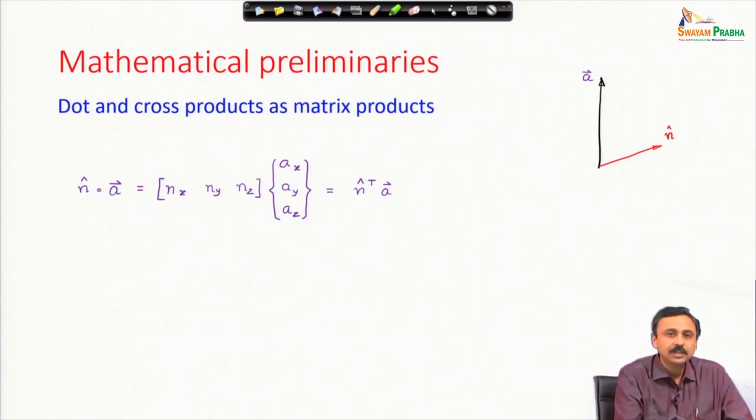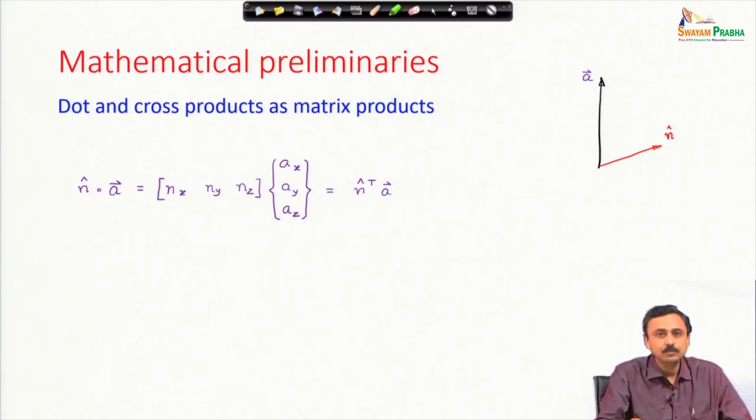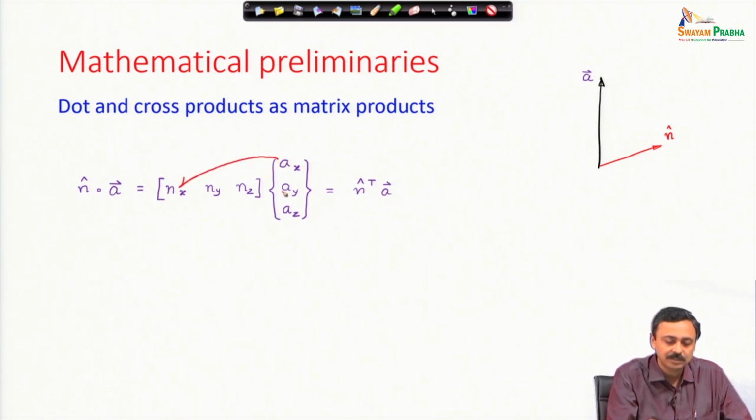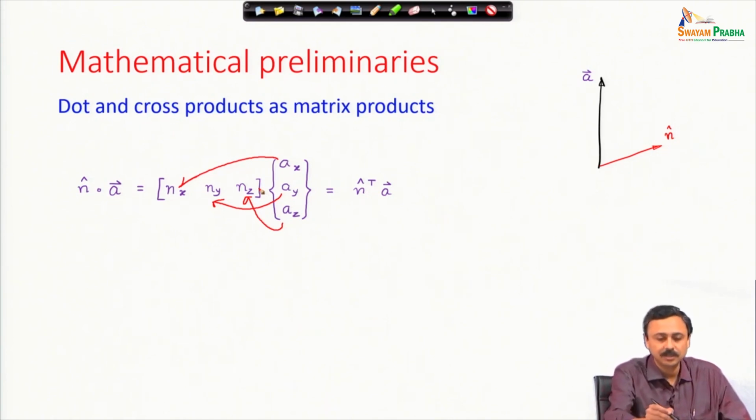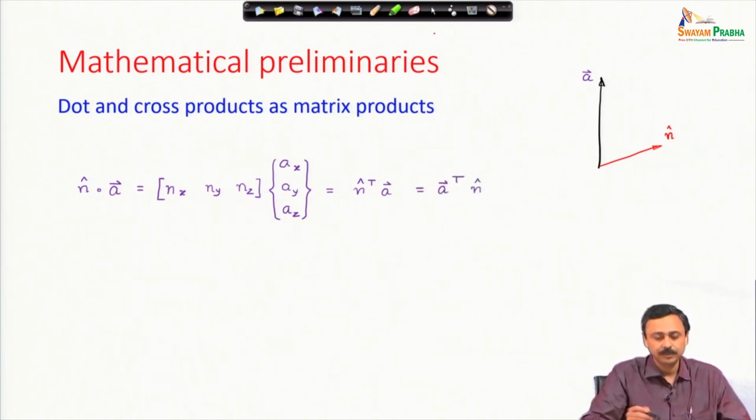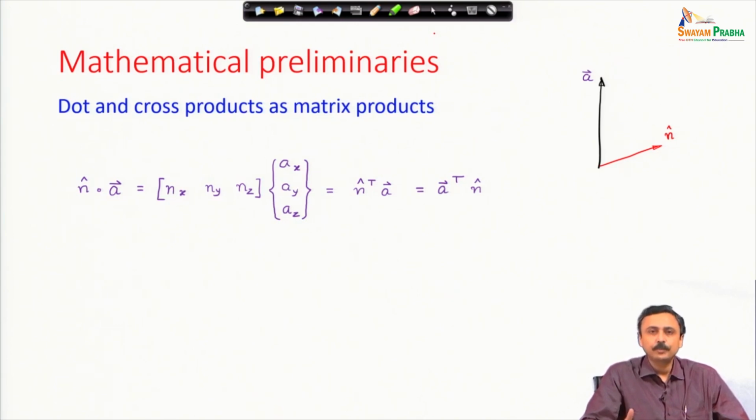And both are actually column vectors or column matrices, and when I take the dot product of these two, it is n transpose A. The column vector has been first converted to a row vector, and then there is a matrix multiplication. How do you do matrix multiplication? Straightforward, n x gets multiplied with a x, n y with a y, and n z with a z, and they are summed up. And dot product is commutative, therefore, n cap transpose A is A transpose n cap.